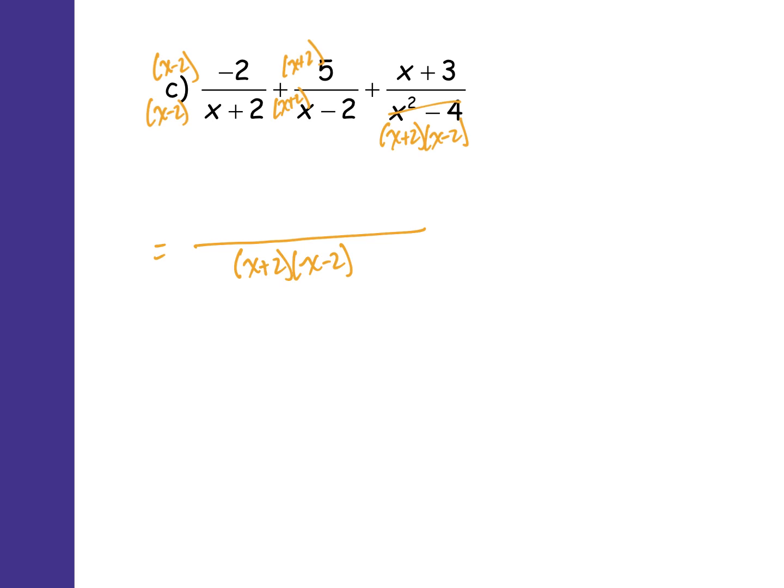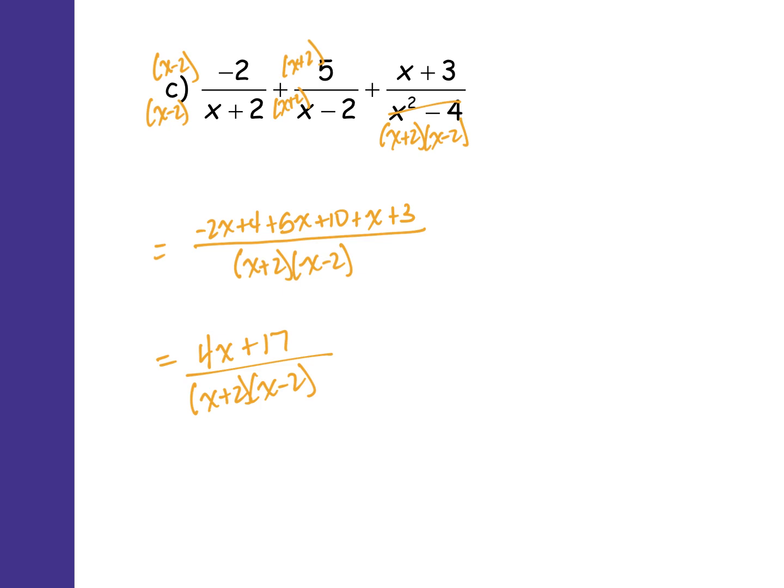Awesome. So if I distribute, I should get negative 2x plus 4 plus 5x plus 10 plus x plus 3. Combine like terms. That's 3x, 4x. 4 plus 10 is 14, plus 3 is 17. All over x plus 2 times x minus 2. Questions?